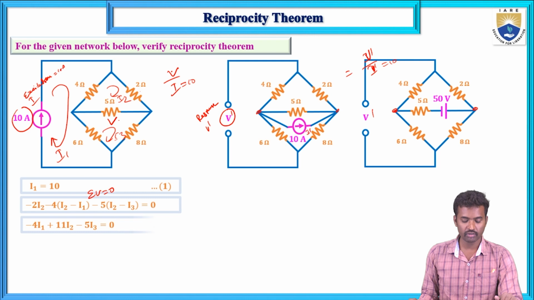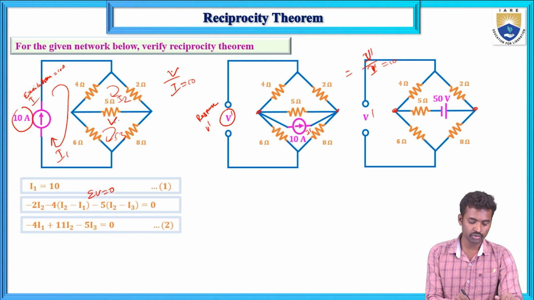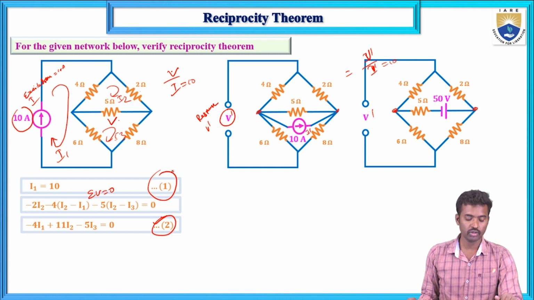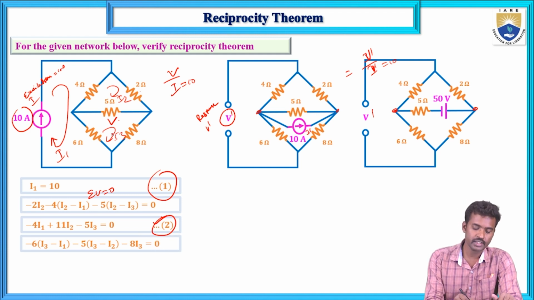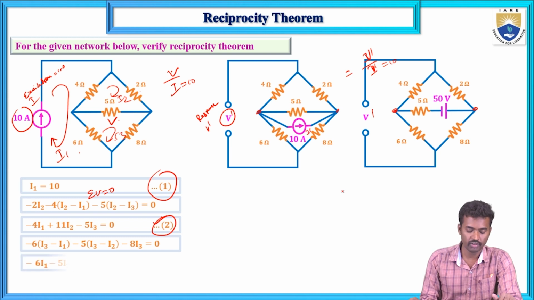If you simplify, minus 4 I1 and minus 5 I3, and 4 plus 2 plus 5 is 11. Equation 1 is I1 equals 10 and equation 2 is minus 4 I1 plus 11 I2 minus 5 I3 equals 0. For the third mesh: 6 into (I3 minus I1), 5 into (I3 minus I2) and 8 I3 equals 0. The simplified equation is minus 6 I1 minus 5 I2 plus 19 I3 equals 0. This is equation number 3.